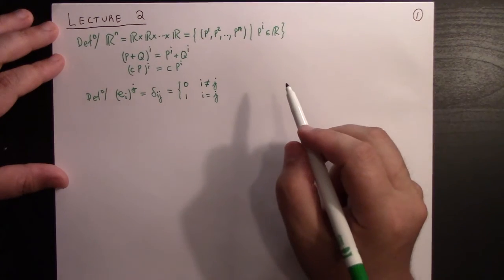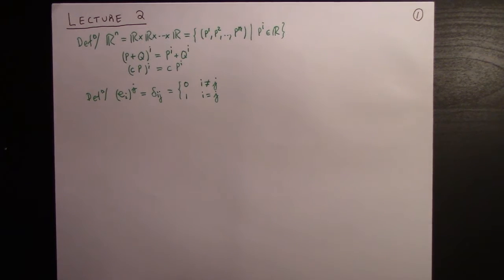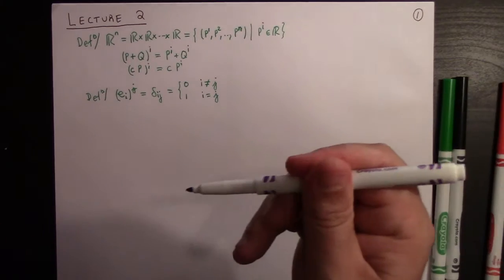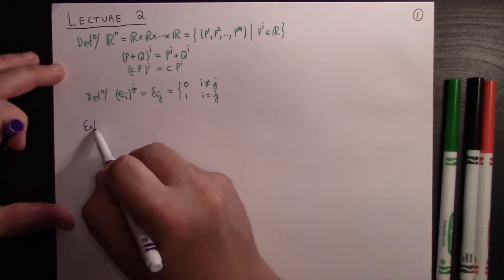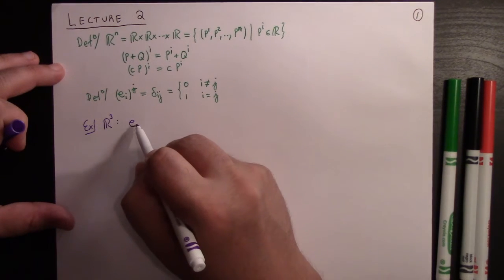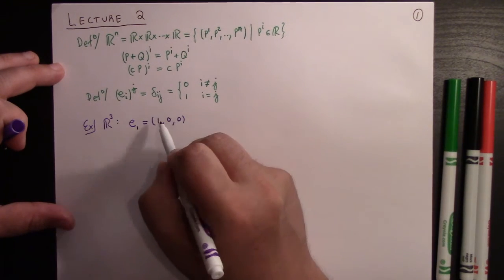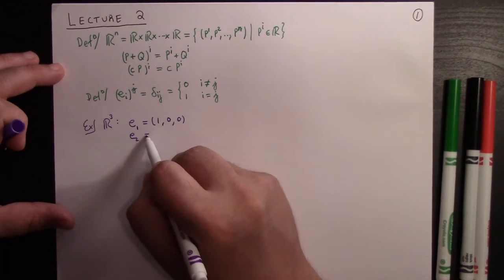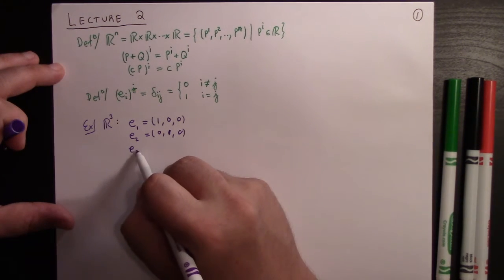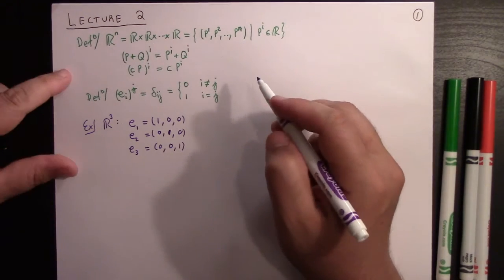Now, for example, the standard basis, let me be a little bit more specific here just for a second. So for example, in R^3, we have e1 equal to (1, 0, 0). We have e2 equal to (0, 1, 0). And e3 is (0, 0, 1). Okay, so perhaps you knew these as i hat, j hat, k hat before, some of you.